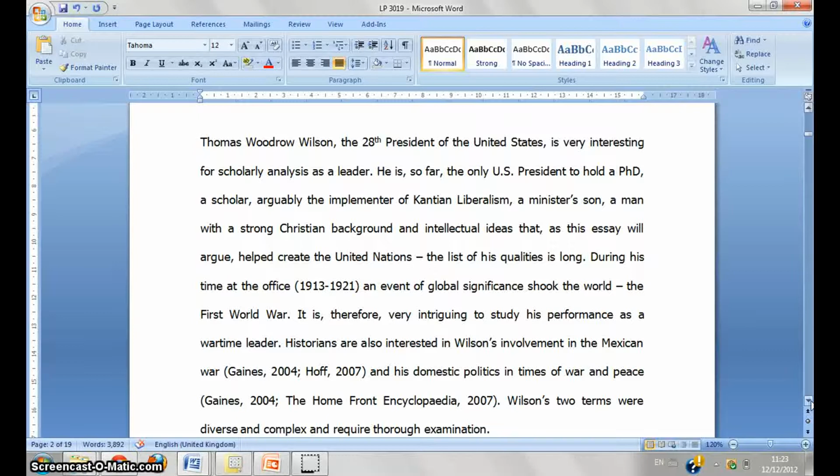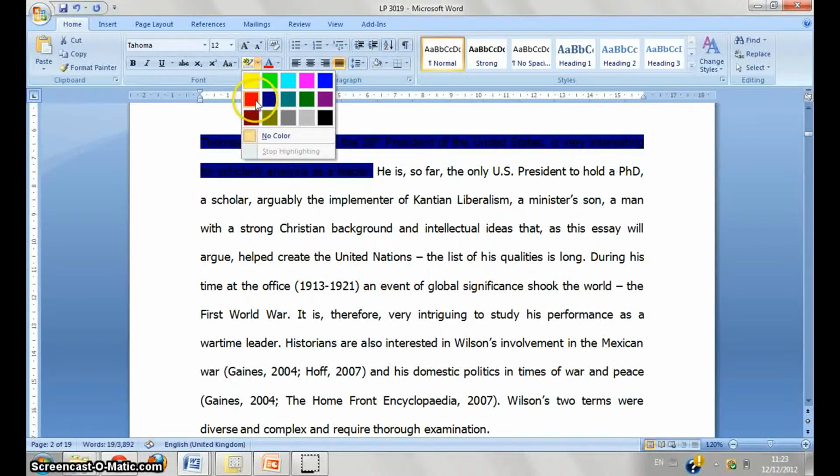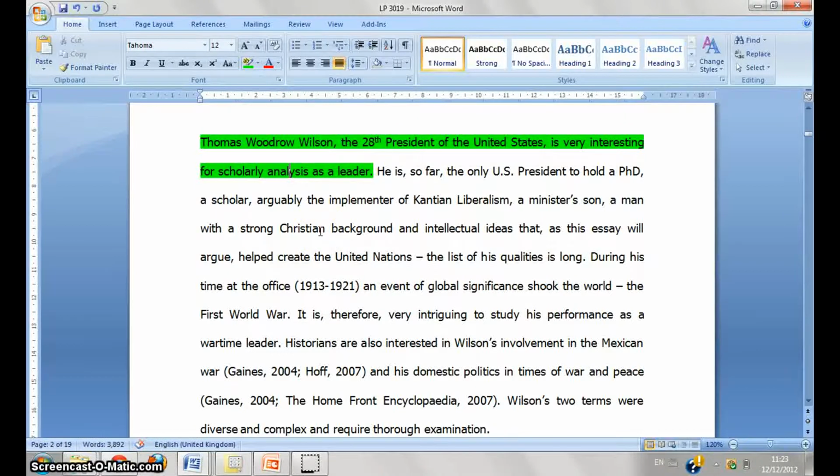So Thomas Woodrow Wilson, the 28th President of the United States, is very interesting for scholarly analysis as a leader. Now this is my introductory sentence. I'm just going to highlight it for you. So this is my introductory sentence. I say that he's very interesting for scholarly analysis.